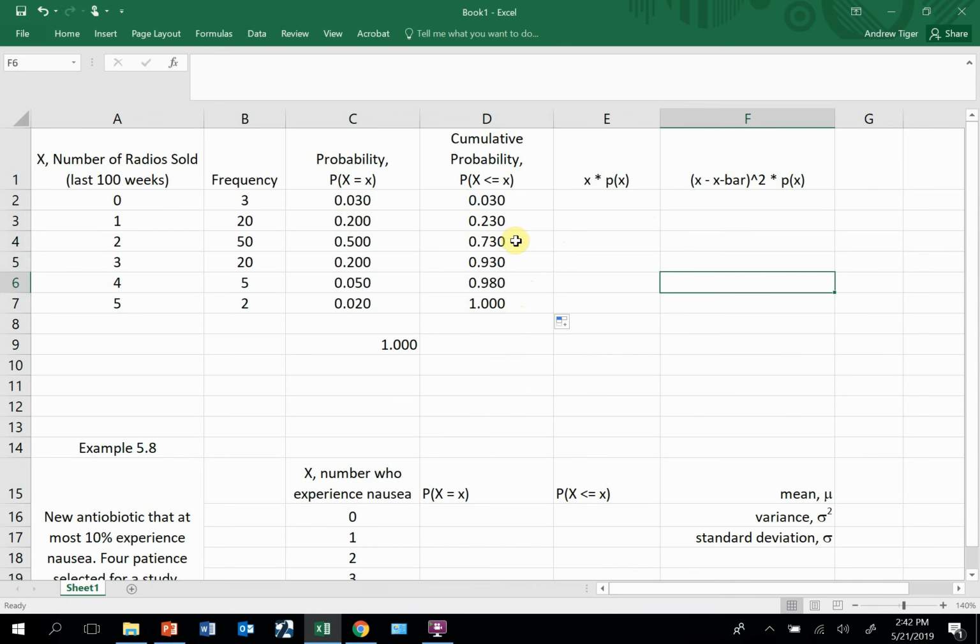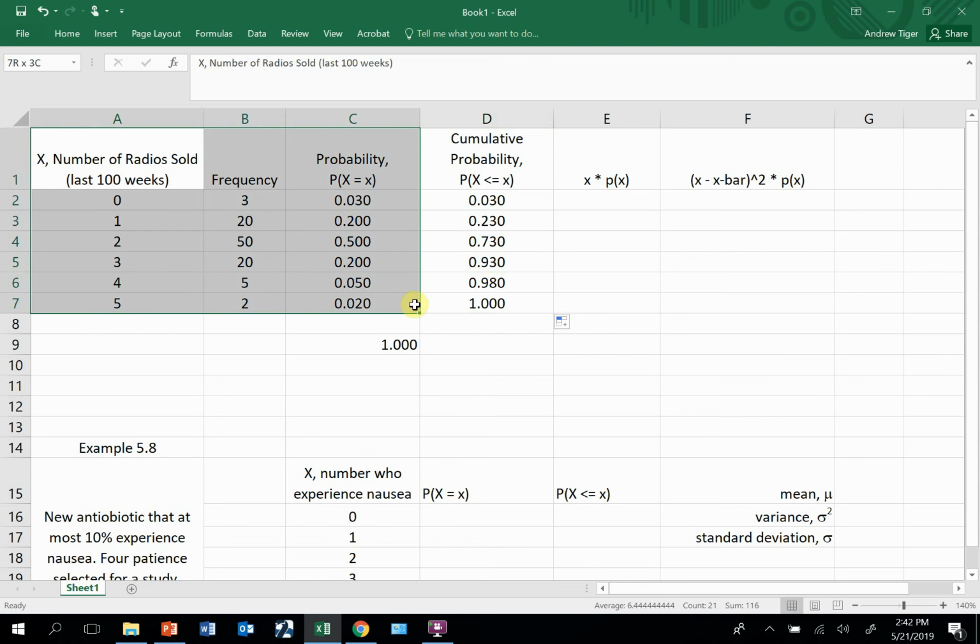So you can see the probability of selling exactly 3 radios is 20% or 0.2. The cumulative probability, or the probability of selling 3 radios or less, is 93%. So 93% of the time, you're going to sell 3 radios or less, or only 7% of the time are you going to sell more than 3 radios. Okay, that's probabilities. This is a probability distribution, what we've just done.